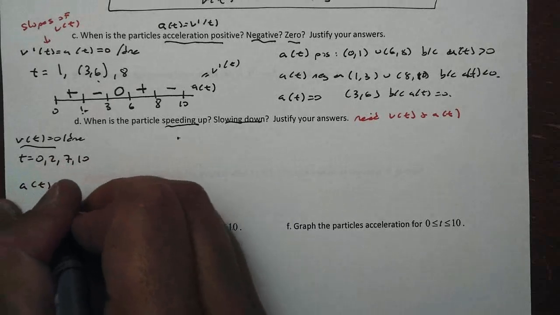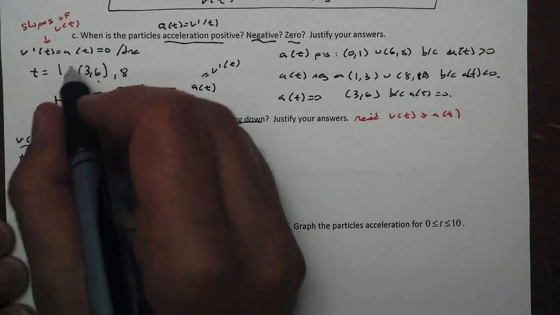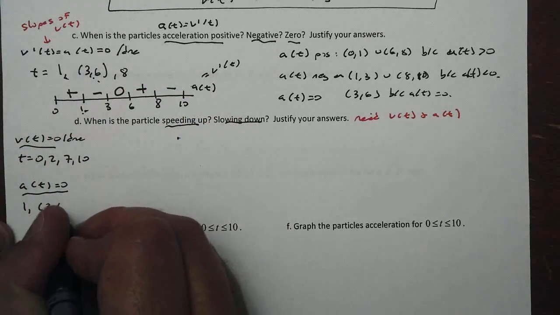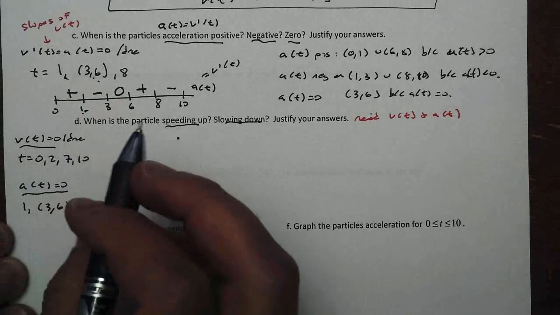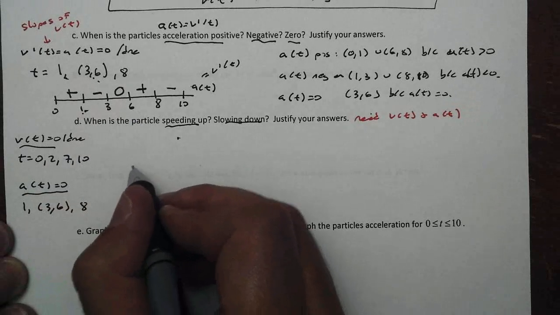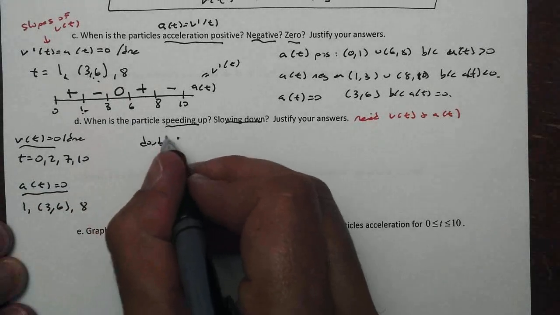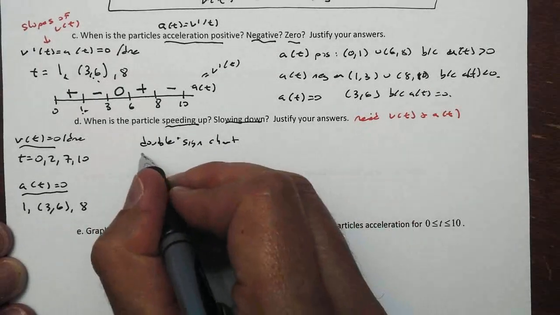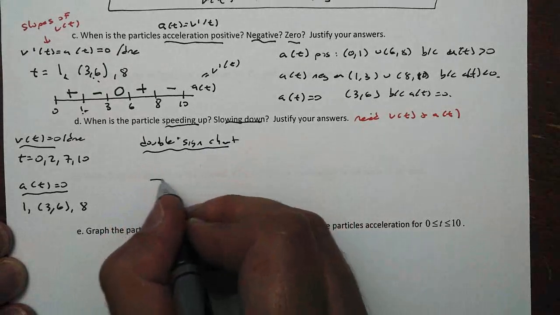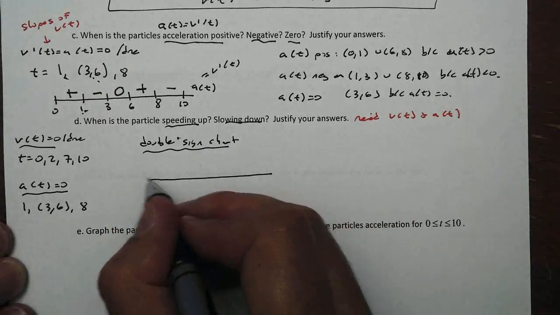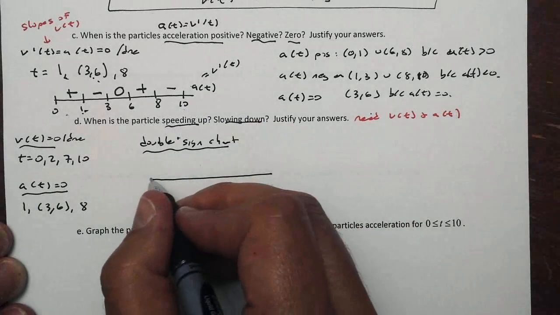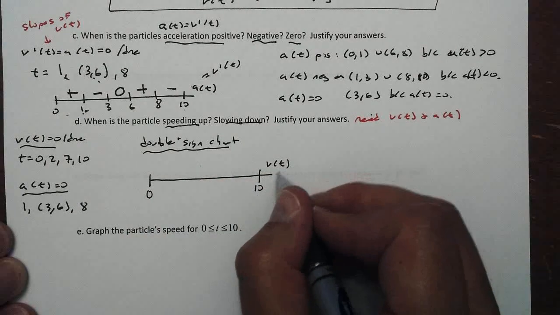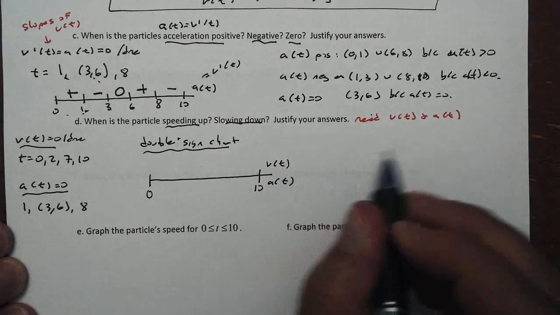When is acceleration 0? We got them from part C. 1, the domain 3 to 6, and 8. We're going to do our double sign chart here. We talked about this yesterday. Go look at the video. It's an amazing video, if I must say so myself. So we're going to write out a double sign chart. Be careful, my domain is still from 0 to 10. On top is my velocity graph. On bottom is my acceleration.